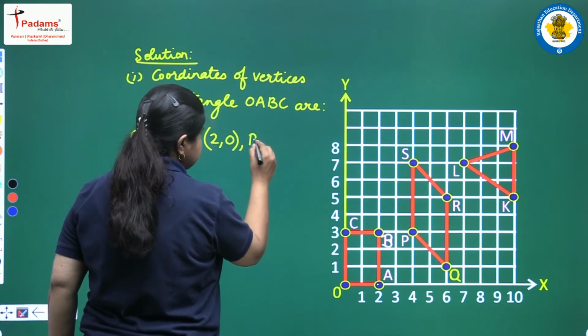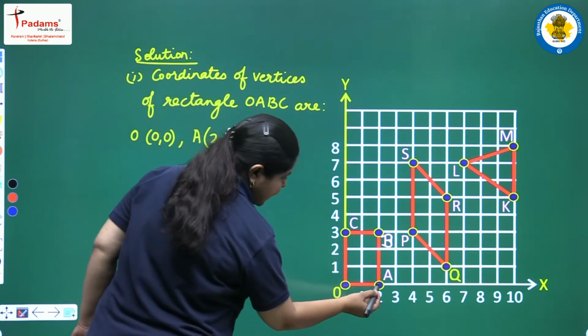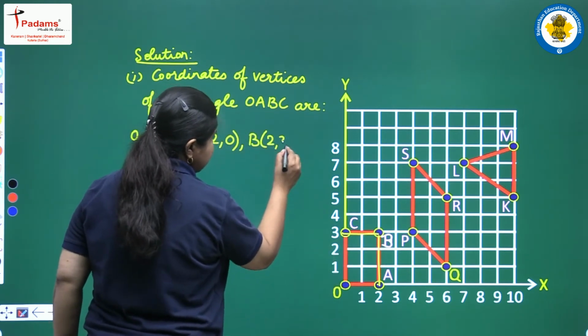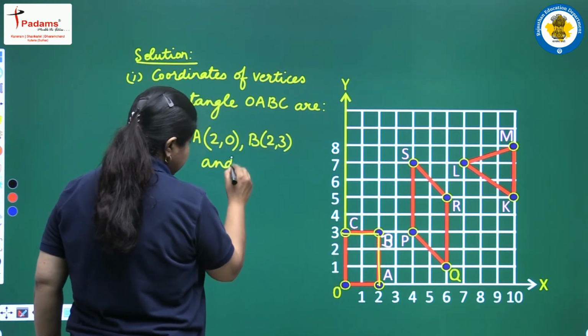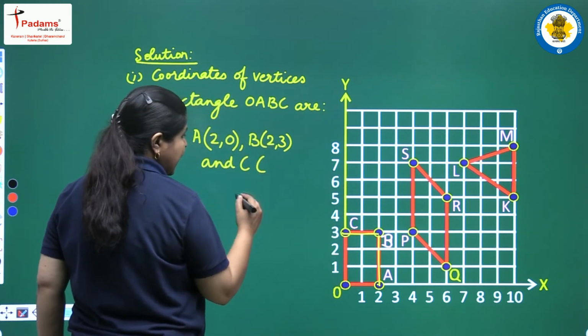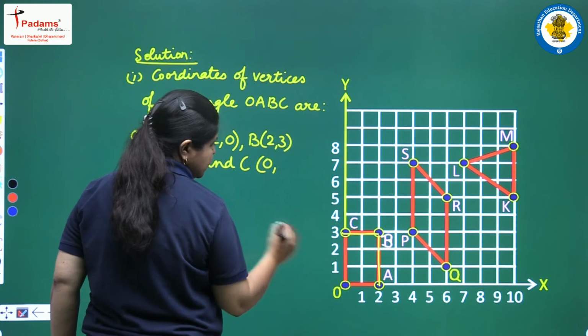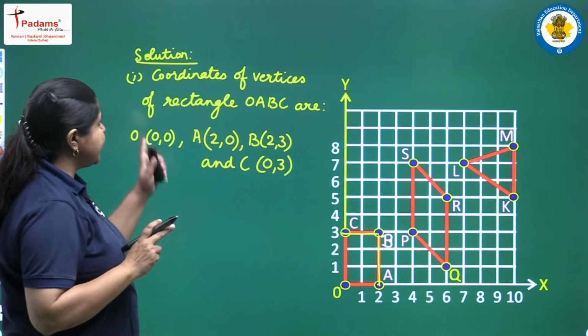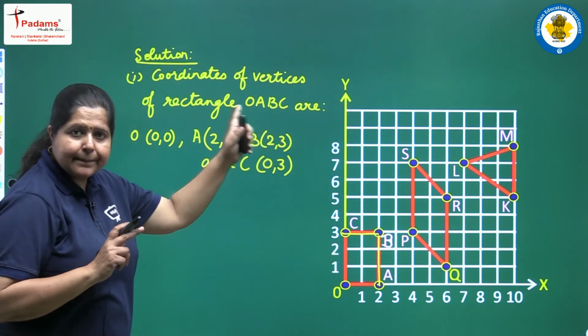Then we have B. B के coordinates क्या होंगे? यहाँ से देखिए 2 और यहाँ से है 3. So 2, 3 and C. C के coordinates क्या होंगे? देखिए ये y axis पर है तो y axis पर x coordinate 0 होता है and then we have this number 3. So 0, 3. These are the coordinates of the vertices of rectangle OABC.